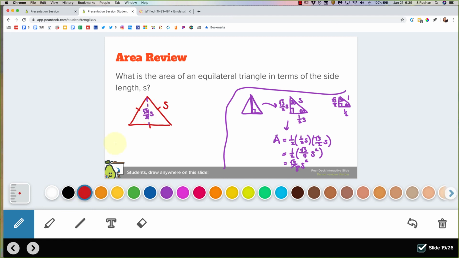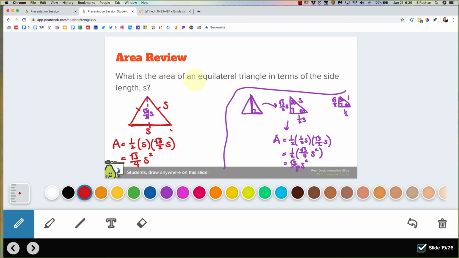And so the area of this triangle is going to be 1/2. The base in this one is S. 1/2 base times height, which we had figured out. And so that's going to be 2 times 2 is 4, and we have the √3, so √3/4 S times S, S squared.